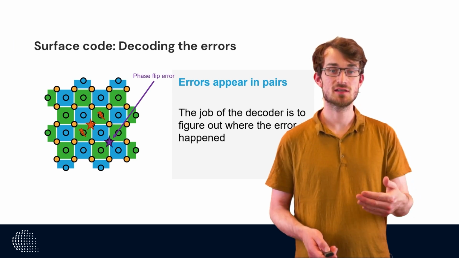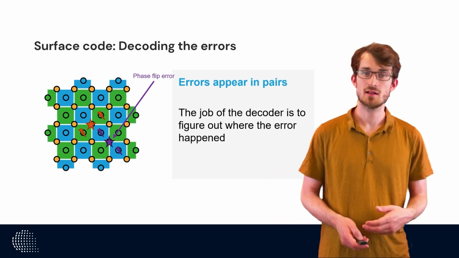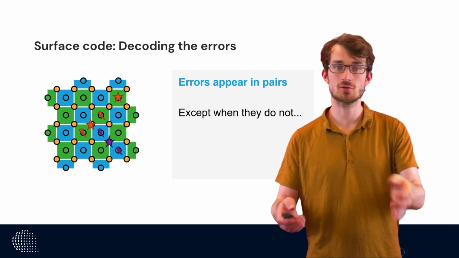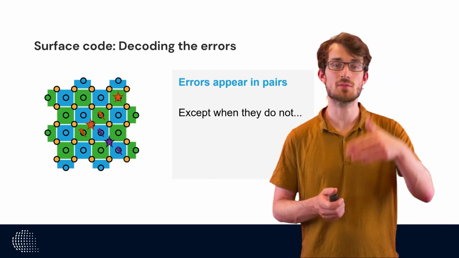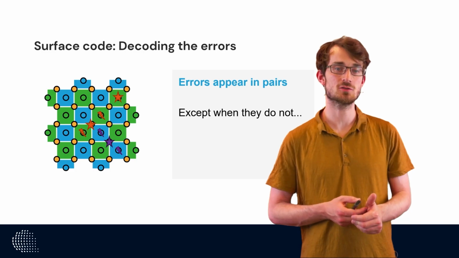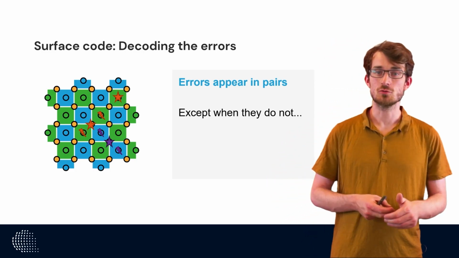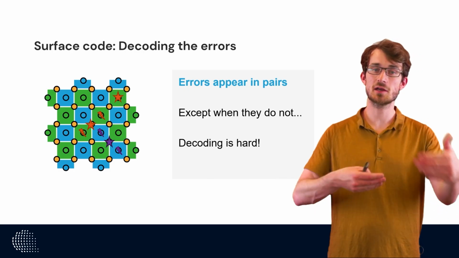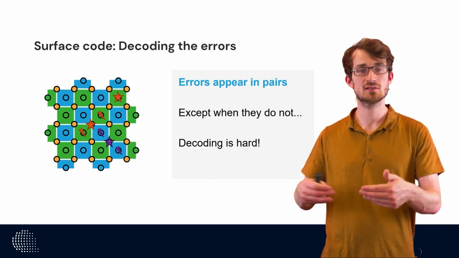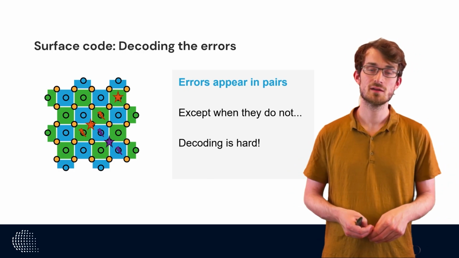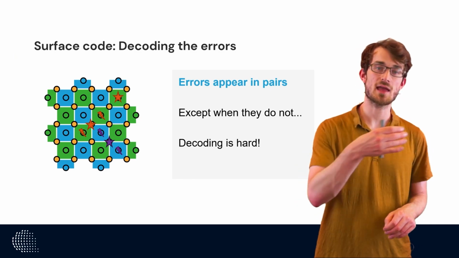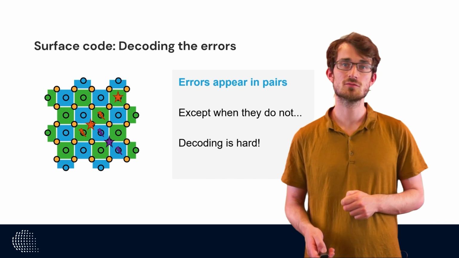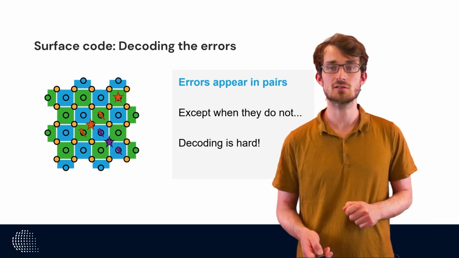Similarly, phase flip errors will also show up as pairs, but it gets tricky because sometimes errors don't show up as pairs. For example, if you have a measurement error on your measurement qubit. So generally speaking, decoding is a very hard job, and really figuring out all the possible combinations of errors that can lead to different syndromes is a hard job. And an active part of research is to figure out the best way of decoding surface codes or other types of error correction codes.